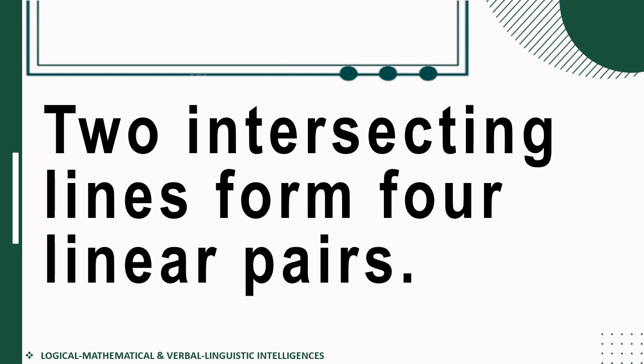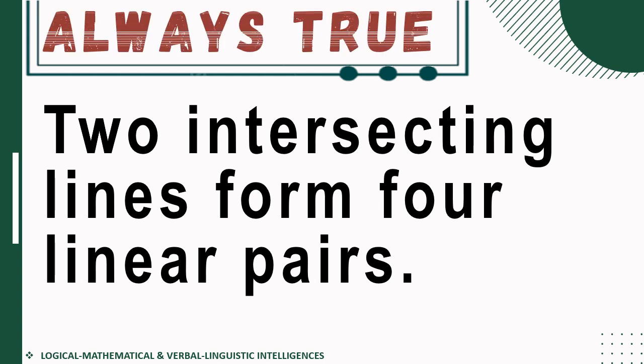Now, two intersecting lines form four linear pairs. Always true. So if we do have two intersecting lines, that means these two lines intersect at one exact point, and from that intersection, we can form, or we can find, four sets of linear pairs, just like the examples that I've given you a while ago in linear pairs. Alright? Okay, next.